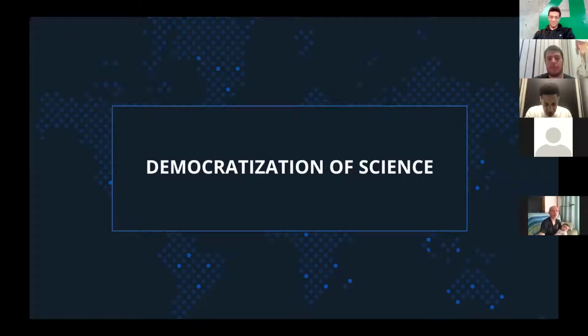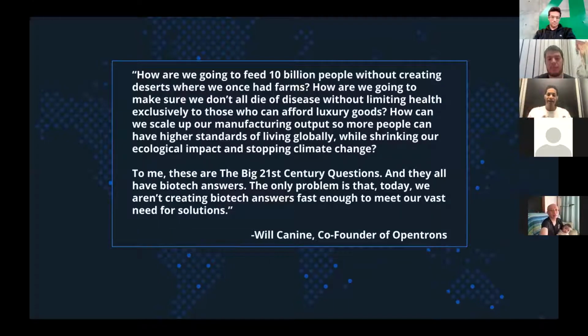I want to talk a little bit about the democratization of science. Here, I pulled this from an article, and I'll allude to this article a little bit later too, that again, the co-founder of Opentrons penned. And here's, I think, a great quote from that article.